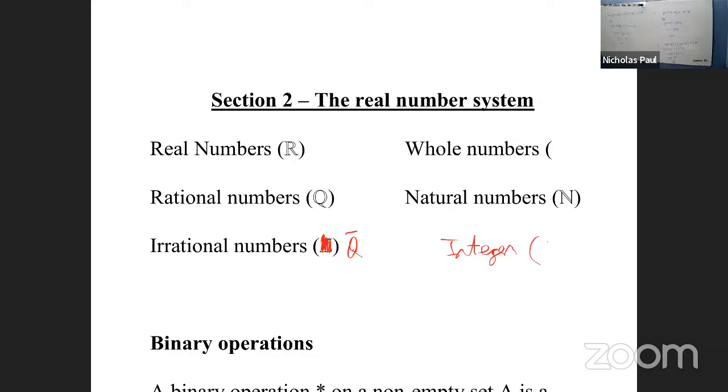Right, integers is Z, right? Sorry. Yes, irrational is Q hat. And Q union Q hat, that's the real numbers. All right, that's what they say it is.